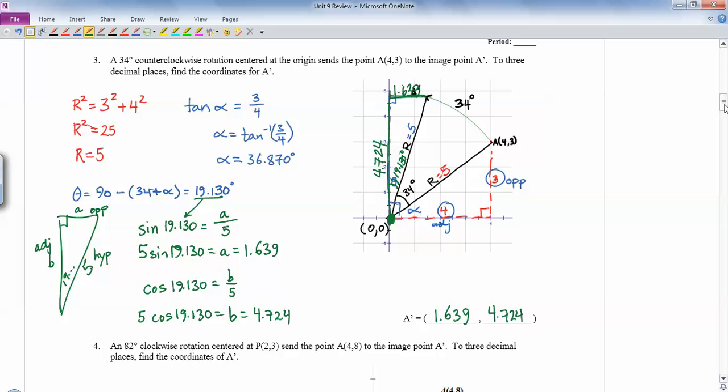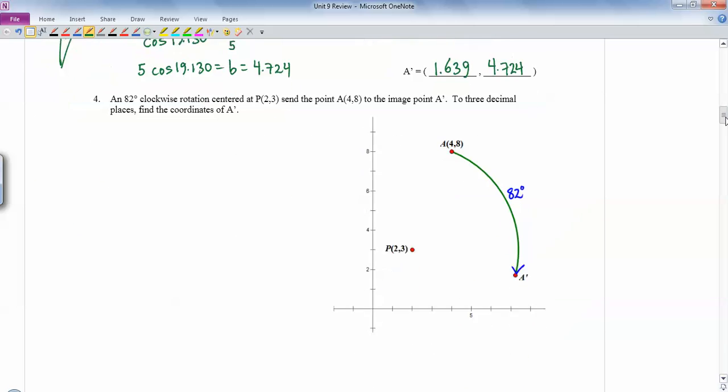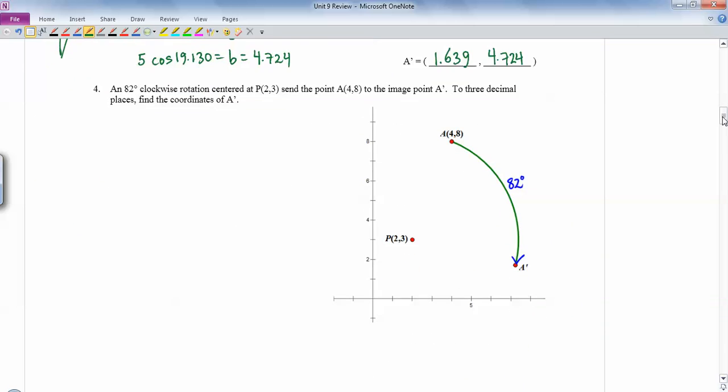Okay, let's take a look at the next one. So the next one, it works pretty much the same way. We're going to build those slope triangles, figure out the radius and the angles, and use a bunch of trig. The only difference is the center is not 0, 0. So we're still going to do the same exact sort of thing. Let me draw a radius here. That's R. Let me draw a radius here. That's R.